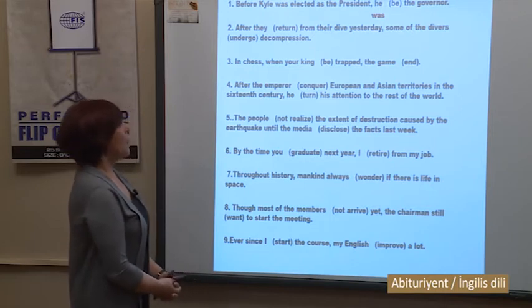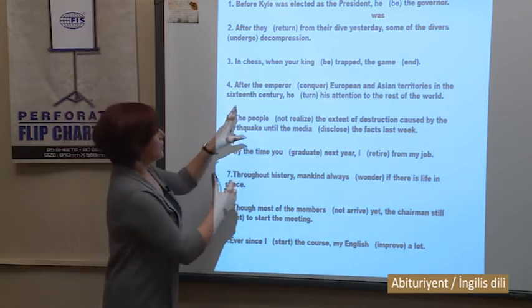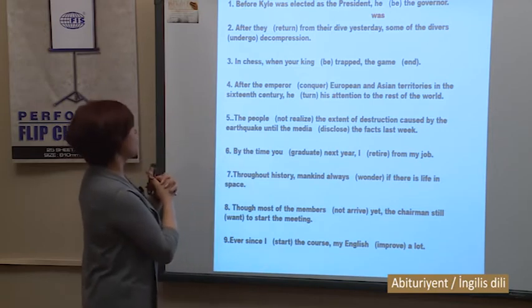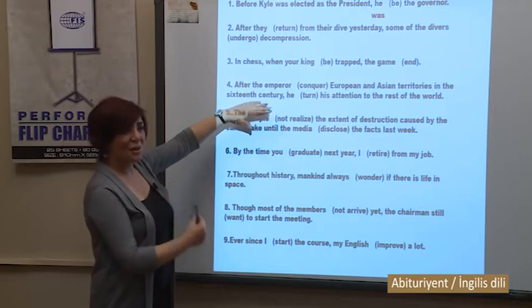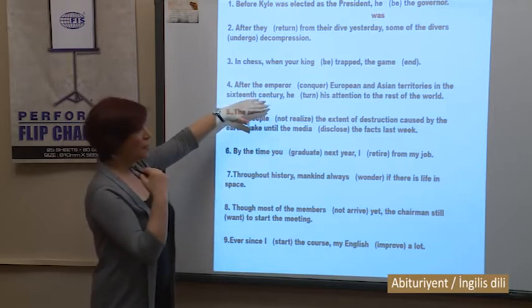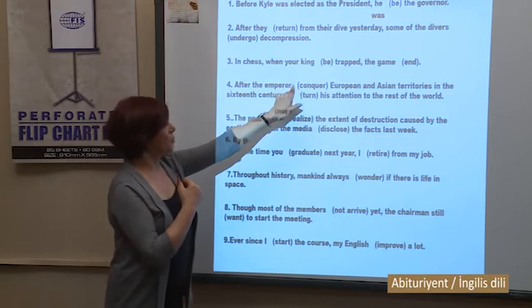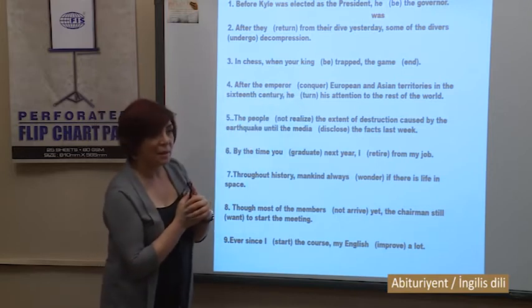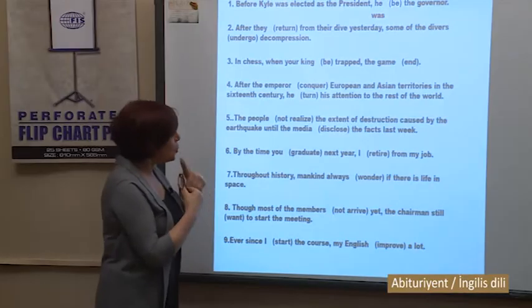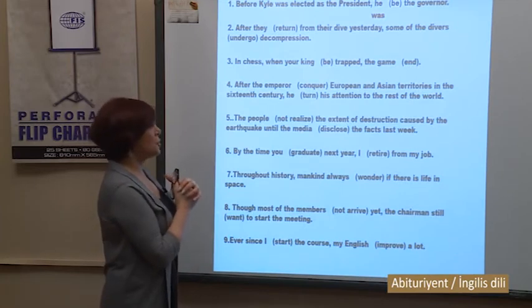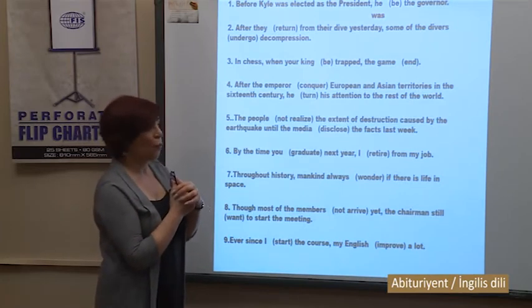Number 4, after the Imperia, you see that European and Asian territories in the 16th century. If it is the 16th century, it happened in the past. And what about the verb in the brackets? Yes, in the past tense. After the Imperia conquered European and Asian territories in the 16th century, what will happen after it? He turned his attention to the rest of the world.